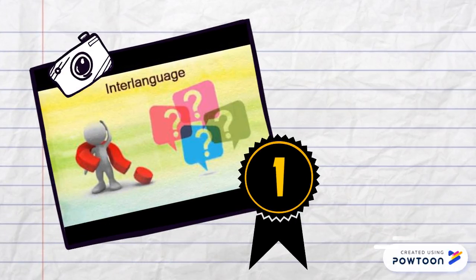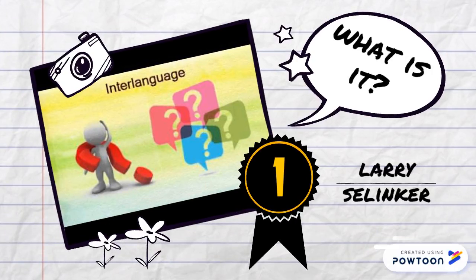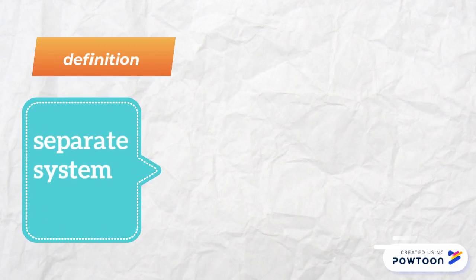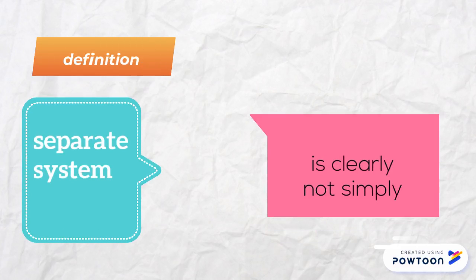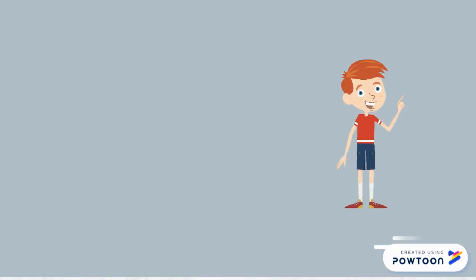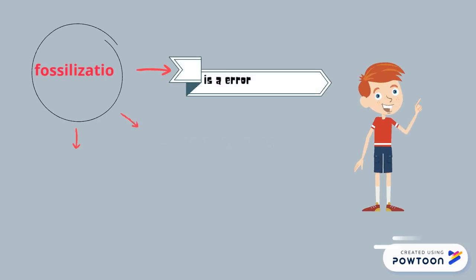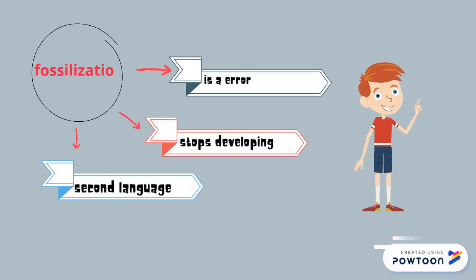Interlanguage. Interlanguage was given by the American linguist Larry Selinker. The definition of this is a separate linguistic system evidence, and it is also said that the first characteristic of this is fossilization. Fossilization is a process in which the learner's interlanguage stops the development of the language, apparently permanently.